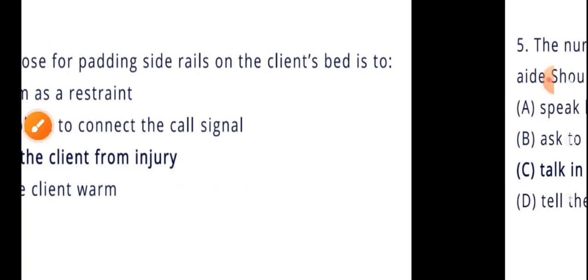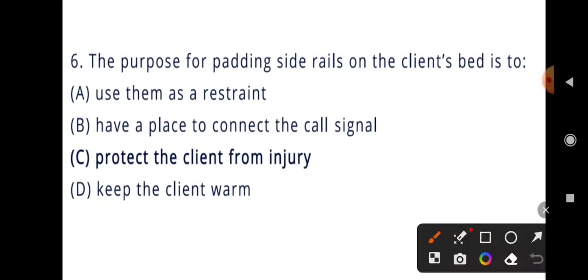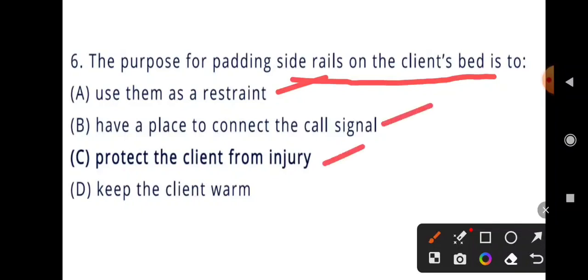So next, the purpose for padding side rails on the client's bed is to. Options: use them as a restraint, have a place to connect the call signal, protect the client from injury, keep the client warm. So to protect from injury, option C.